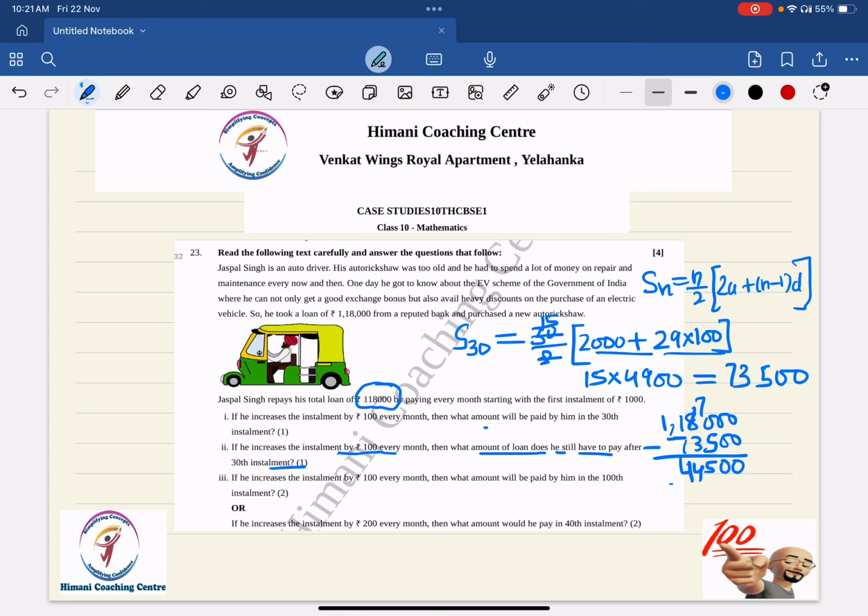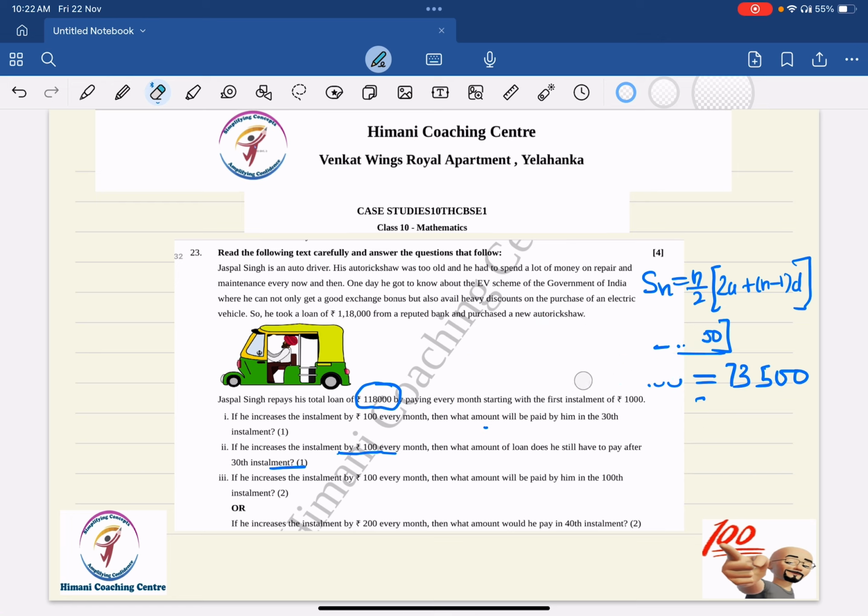Okay, so he still has to pay 44,500 rupees. That's the answer for the second question. Now, the third question is, if he increases the installment by 100 rupees per month, which is what he has been doing, then what amount will be paid by him in the 100th installment?